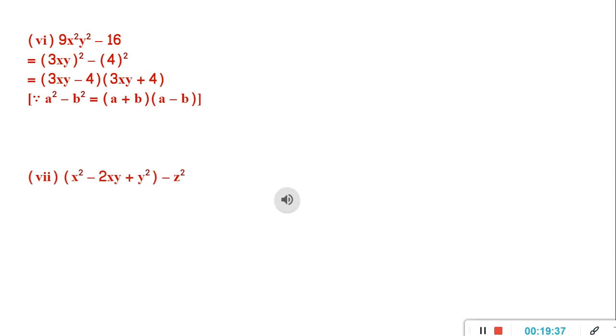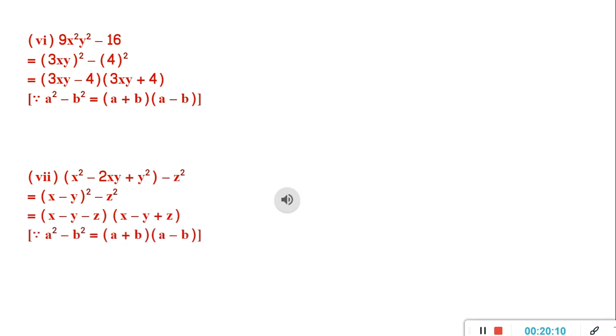So x square minus 2xy plus y square means that is x minus y whole square, right? A minus b whole square, second identity. So we can write it like that. We can take x minus y whole square as our a square, then minus z square. Here also you have to take a is equal to x minus y, b is z. So a square minus b square is equal to a minus b into a plus b. So first x minus y minus z. Then next x minus y plus z. That is the answer. Now eighth one.